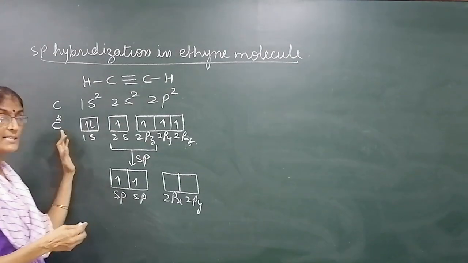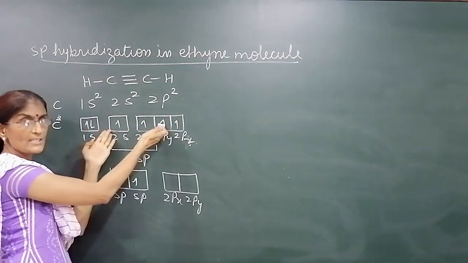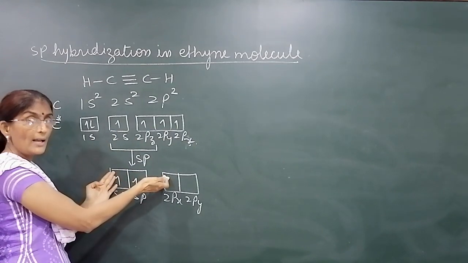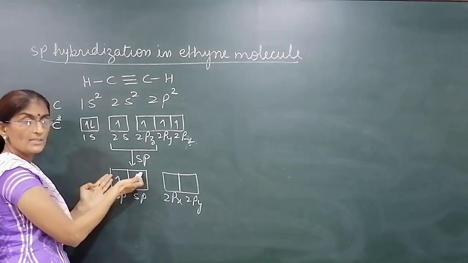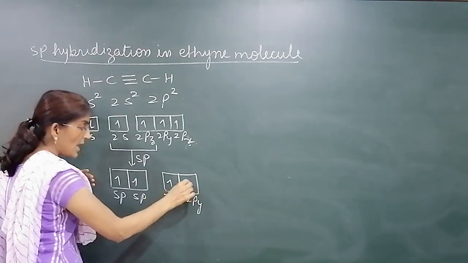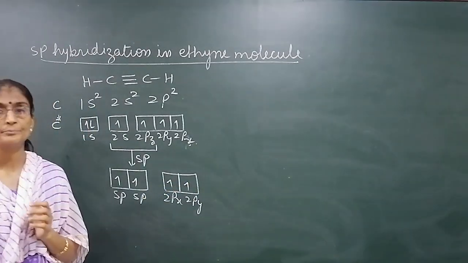So now carbon has 4 orbitals. जैसे पहले थे 4 वैसे ही अब है. फर्क क्या है? पहले चारों के चारों atomic orbital थे. अब 2 hybrid orbitals हैं sp and other 2 are atomic orbitals.